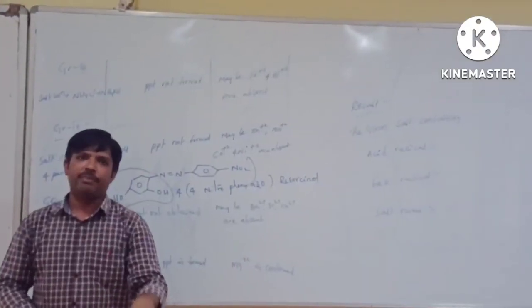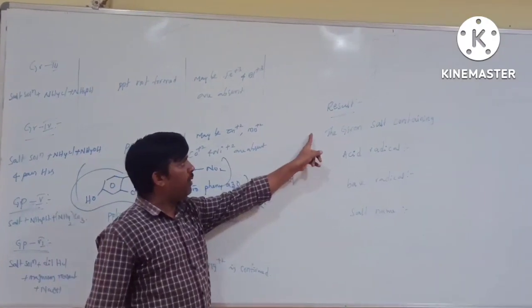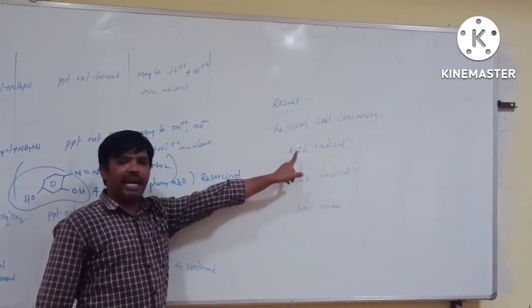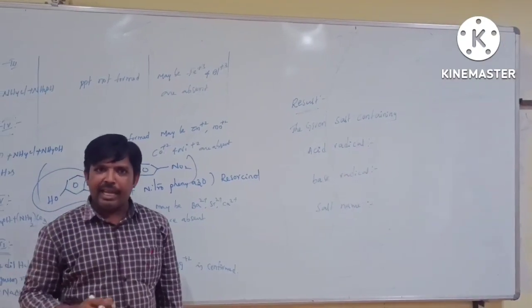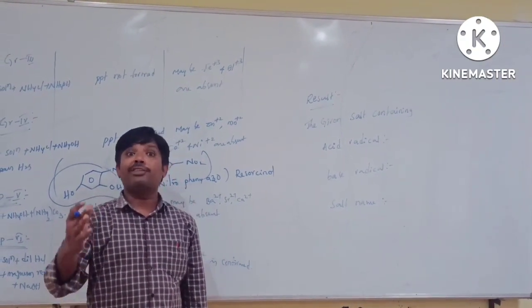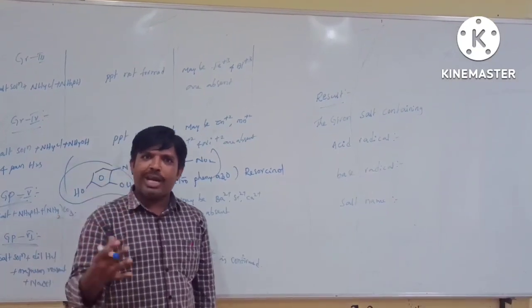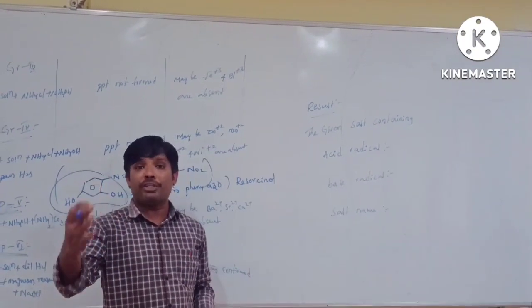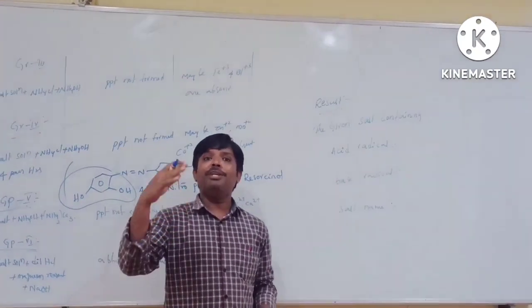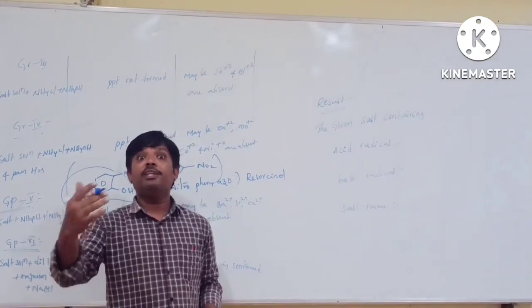That is the procedure. Then go for the result. The given salt contains the acid radical; write nitrate NO3 minus, sulfate SO4 2 minus, or chloride Cl minus. Basic radical: copper Cu 2 plus, magnesium Mg 2 plus, ammonium NH4 plus.